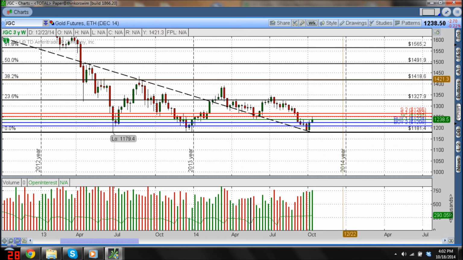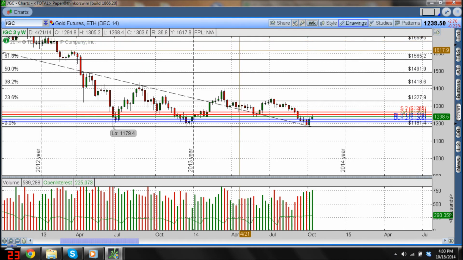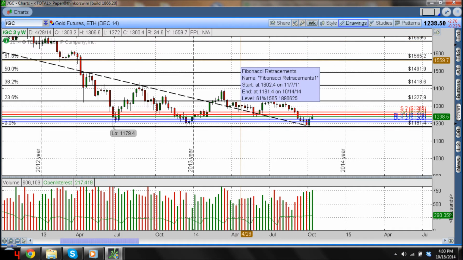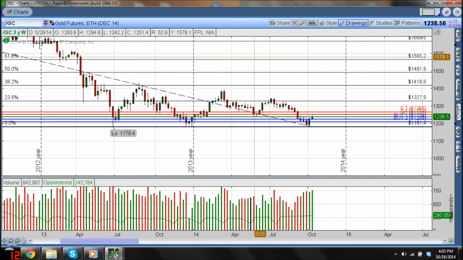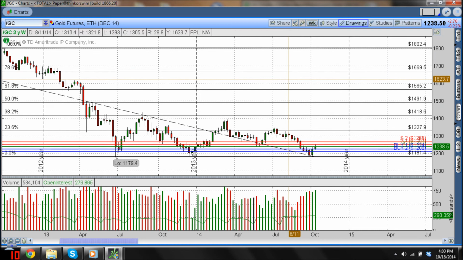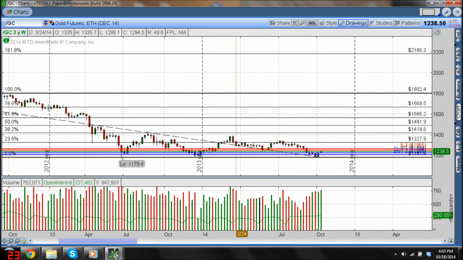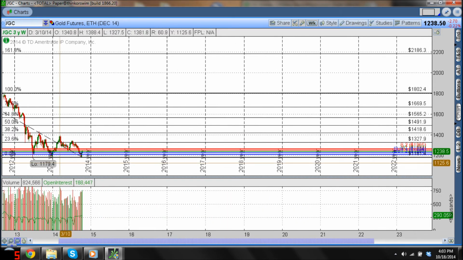1419 is the 38.2% retracement, and the 50% retracement is 1493. The golden ratio, 61.8% retracement, is 1586. Closing above 1586 would take us all the way up to 1671, 1672. These are potential levels that we could see the gold market accomplish over the next few months, based on the Fibonacci retracements from the high that we made in 2011 to the recent low that was made last week.